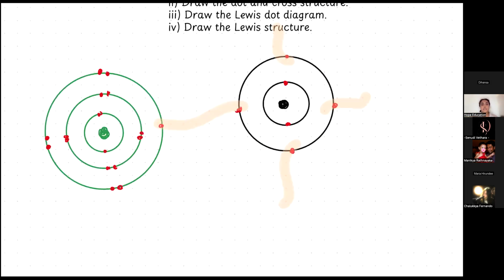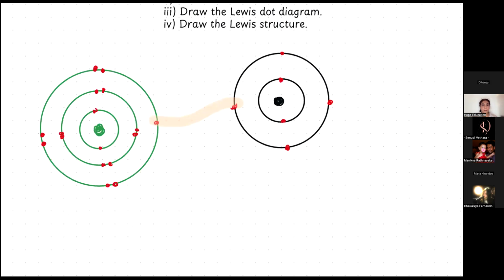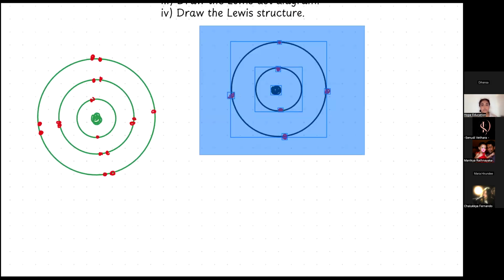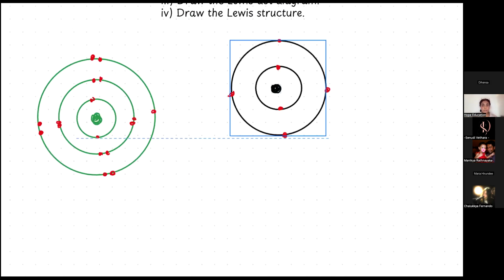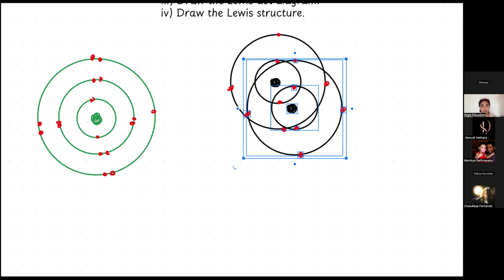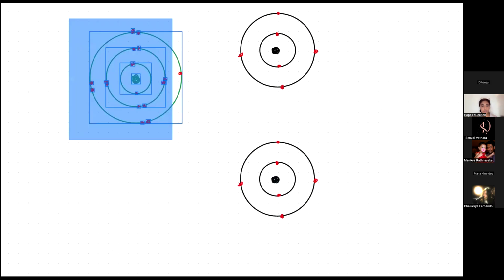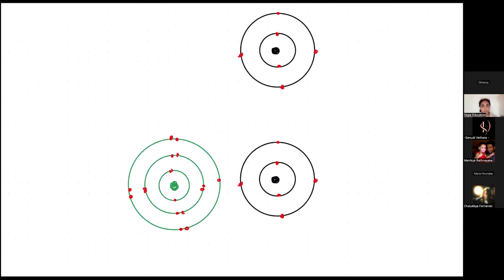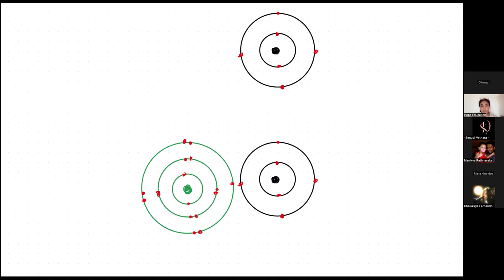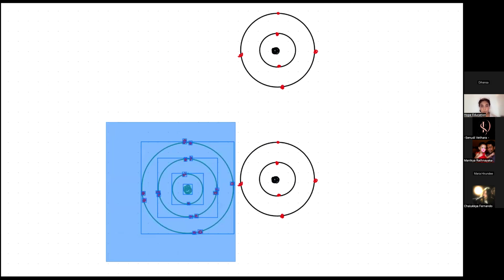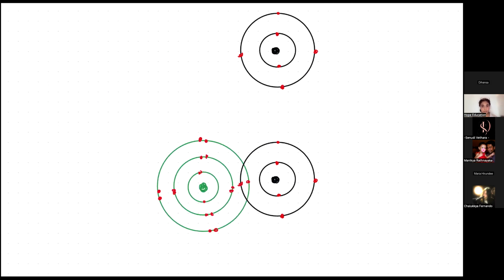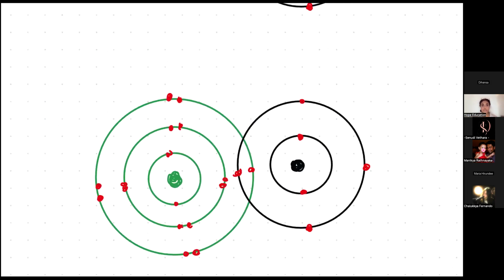So that would look something like this. Like this, right? Carbon is here, and one chlorine comes like this, and they will form a covalent bond like this, right? Where they share electrons.